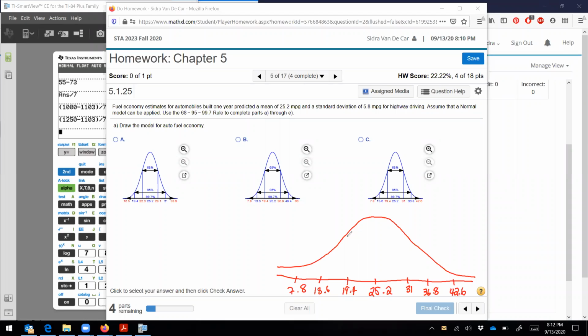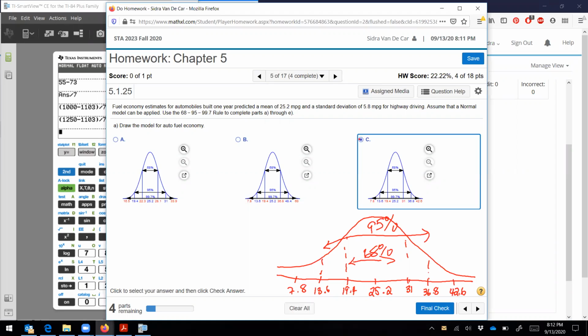Okay, so one standard deviation is here, and that's where 68% of my data lies. Two standard deviations is between these two values, and that's where 95% of my data lies. And then in three standard deviations, it's 99.7. Now notice that all of these have 25.2 in the center. This one and this one both have 7.8. This one has 60 over here on the right. This one has 42.6. So it has to be option C that we want.